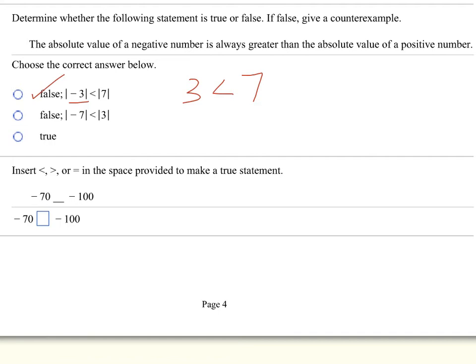Now if we go ahead and work out the next one, the absolute value of 7 is 7, but that's not less than 3. So this is not a true statement. So the first one is the correct one. So this statement is false because the absolute value of a negative number isn't always greater than the absolute value of a positive number.